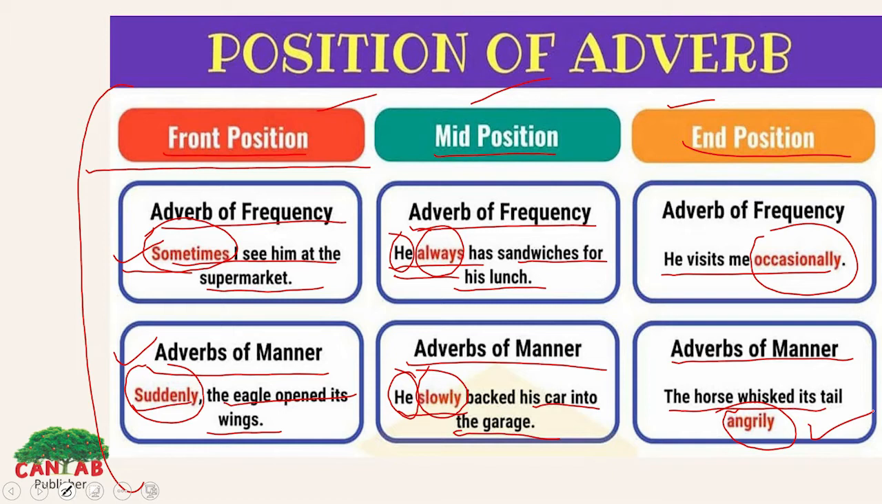गुस्से से अपनी दुम हिलाई या मारी. The horse whisked its tail angrily. Manner. How he whisked? Angrily. So, these are the 3 positions, front, mid and end position. You can put adverb in the sentence in front, mid and end position.